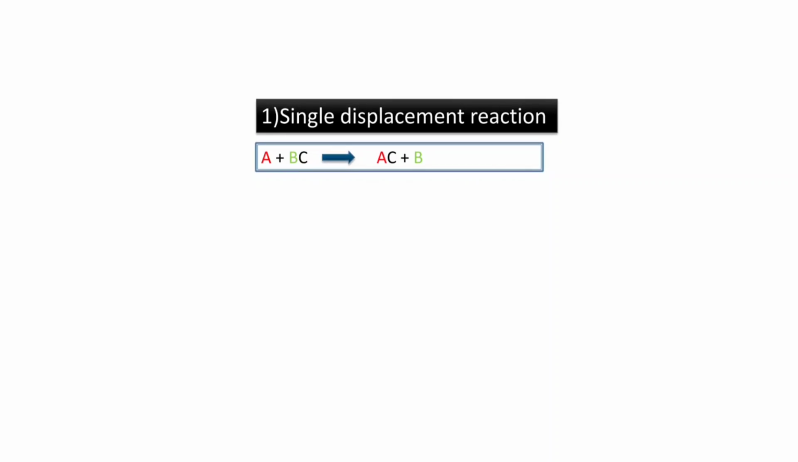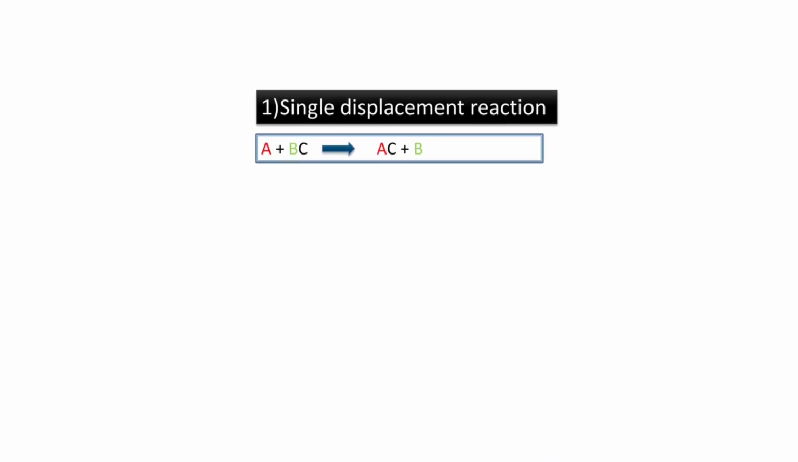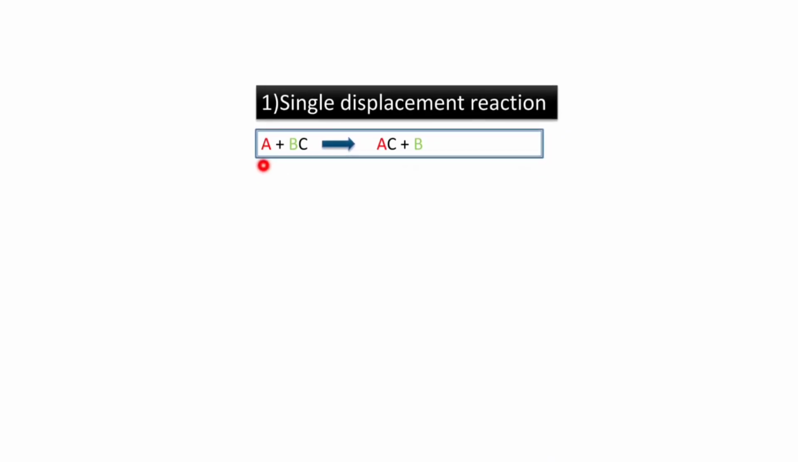First one is single displacement reaction. For example, A plus BC. These two are two different reactants. Here, A displaces B due to a single displacement, and we get new products, that is AC plus B. So this is a type of single displacement.